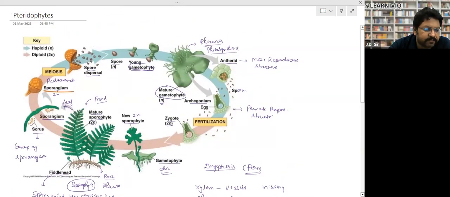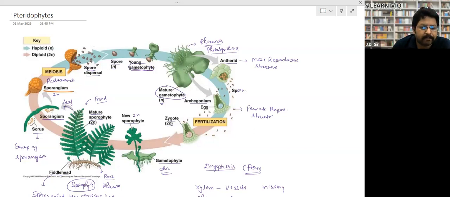Inside this sporangium, meiosis takes place. Try to understand. So there is a diploid, right? I want your 100% focus over here. There is a diploid sporangium. Inside the diploid sporangium, meiosis takes place, means reduction division takes place. So this pink color arrow is the sporophytic stage, diploid stage. Meiosis takes place, and inside the sporangia a number of haploid spores are formed, right?